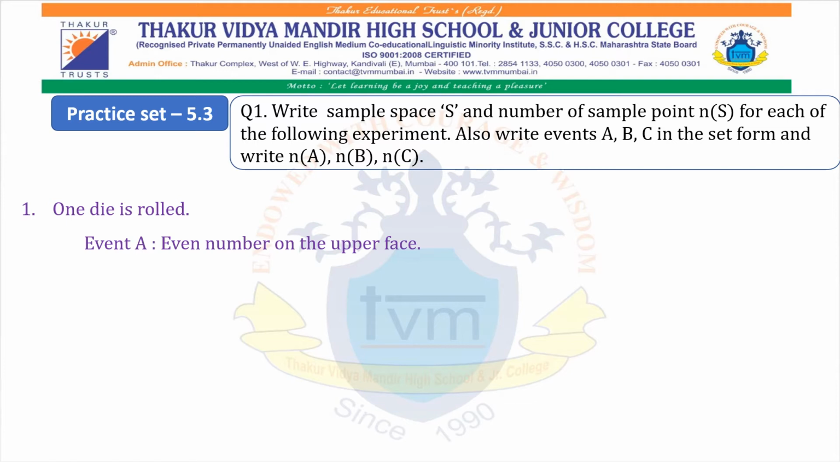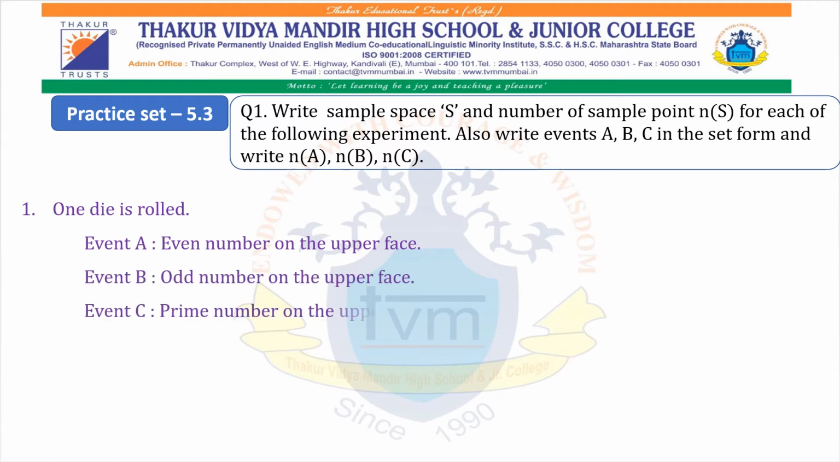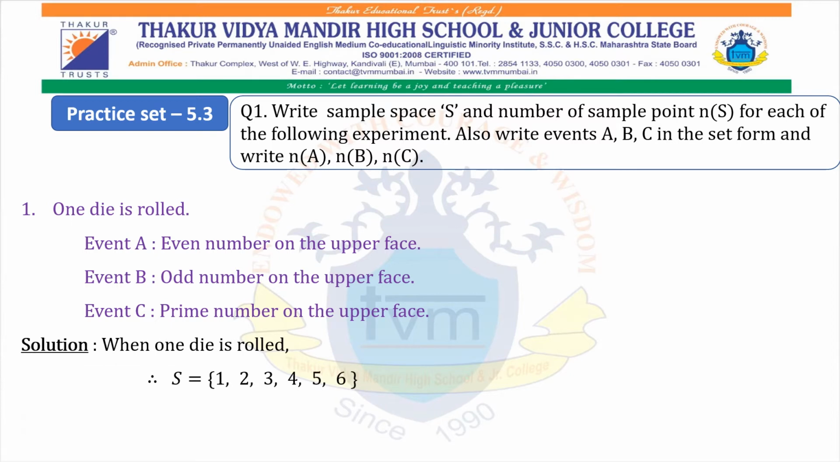Event A, even number on the upper face. Event B, odd number on the upper face. Event C, prime number on the upper face. Solution: when one die is rolled, S = {1, 2, 3, 4, 5, 6}. Therefore, n(S) = 6.